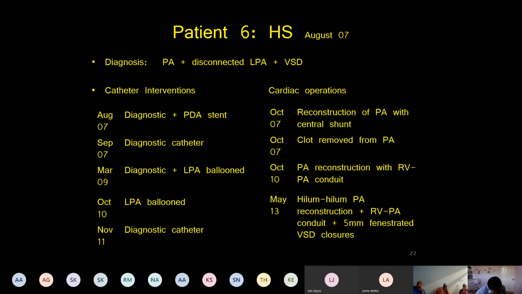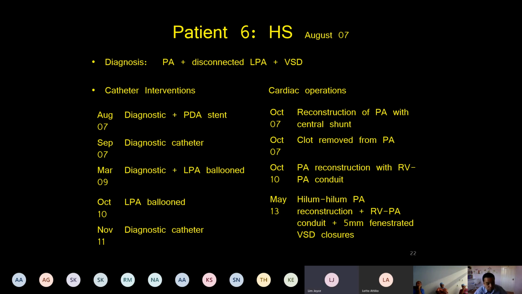Next patient, I think this is more... This is Hannah Storer. Consultants would know these patients. I've studied these patients more. So Hannah had pulmonary atresia, disconnected LPA and VSD, and I have just listed how many interventions, and I've not listed all of them. Cardiac catheter interventions, diagnostic interventions there, and also cardiac surgical operations which have been done, starting with a central shunt, clot removal, PA reconstruction, and then full repair.